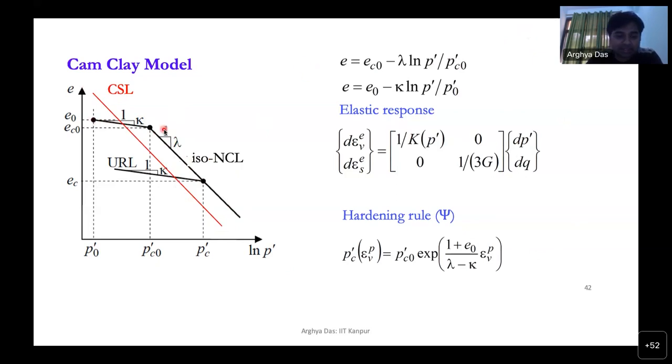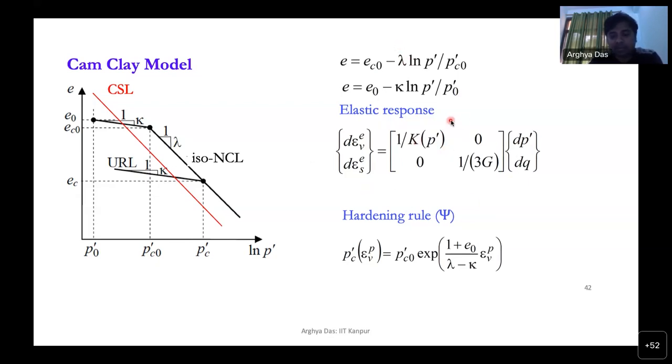Elasticity is represented by this recompression line, the so-called URL line, the unloading-reloading line, which is the second equation here, and only the parameter kappa is there. The isotropic line is represented by the first equation, where this lambda is. Now this kappa and lambda, these two parameters, are very closely related to our compression index, which we are generally calculating from the consolidation test. So these are easy to calibrate that way.